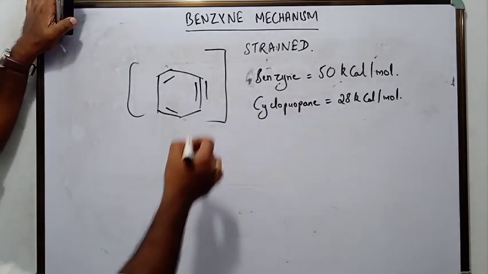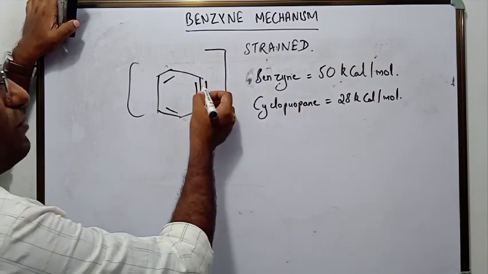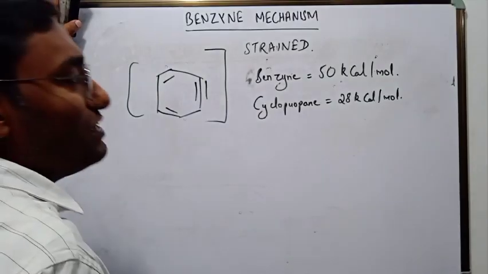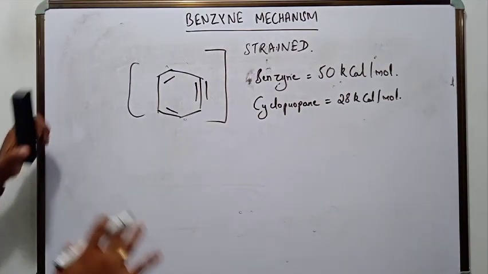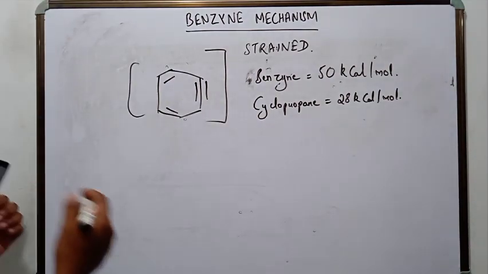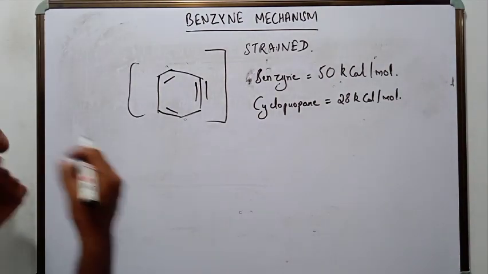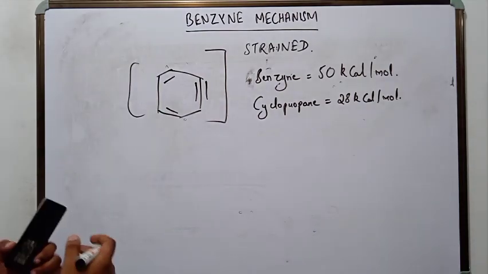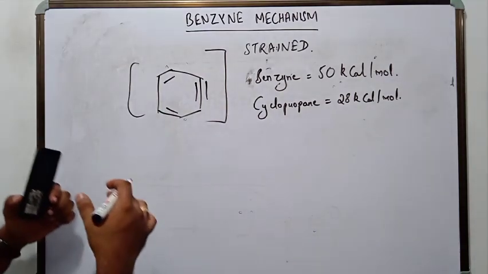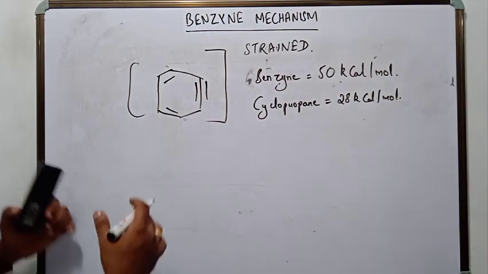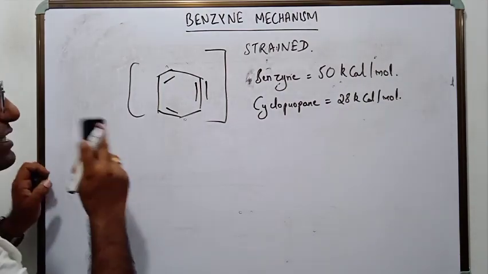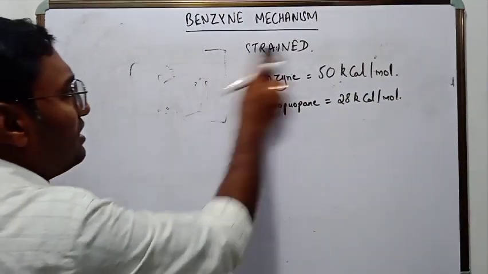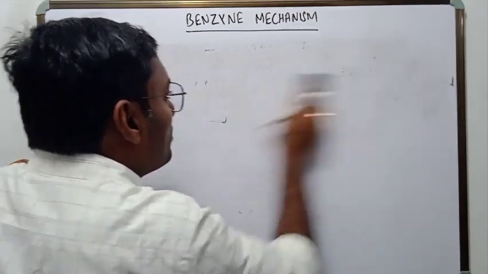That means the ring can break. And the triple bond here is actually very weak. How do we prove it? To understand why the triple bond is very weak, we have to understand the molecular orbital picture of benzyne. So let us see the molecular orbital picture of benzyne. Then we will understand why the triple bond is weak.